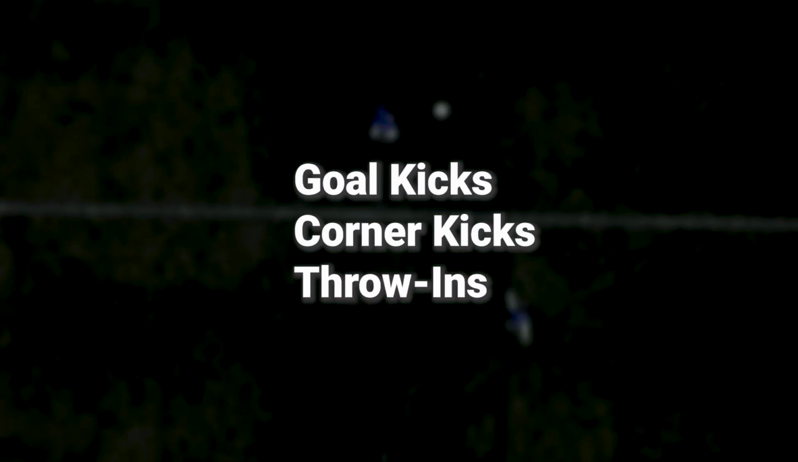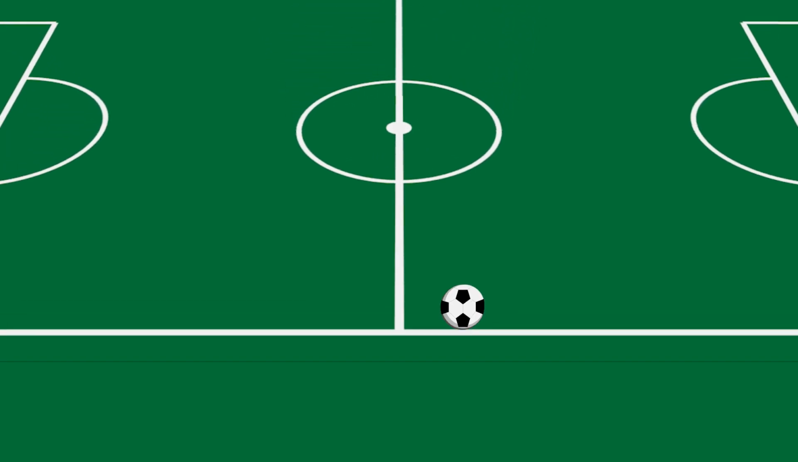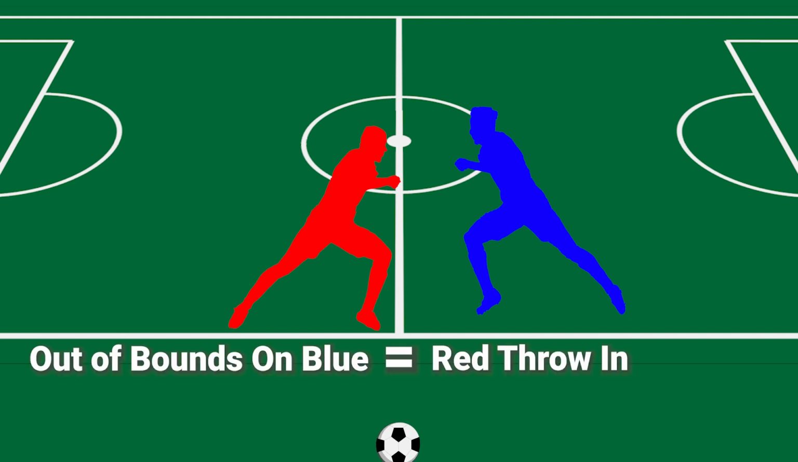Now let's get into out of bounds as well as goal kicks, corner kicks, and throw-ins. In order for the ball to go out of bounds, it needs to fully cross either the end lines or the touch lines, depending on where you're at on the field. If it goes out of bounds on the touch lines, that means that you're going to have a throw-in for the opposing team since they gain possession of the ball.